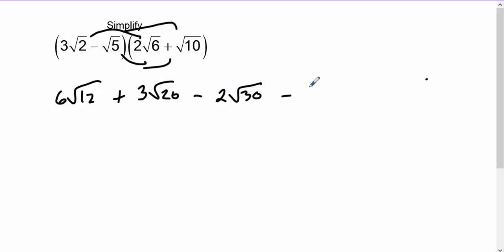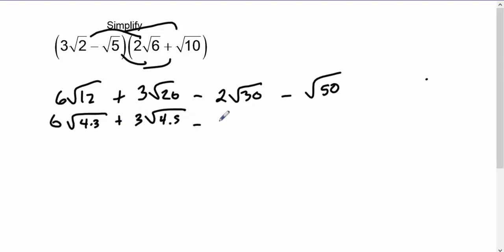and root 50. Some of these can be reduced a little more, some of them can't. This one can. We've got a 6. I'm going to say that's 4 times 3. We got a 3, 4 times 5. This has no perfect squares in it, so I'll just leave it 2 root 30. And then this is 25 and 2.